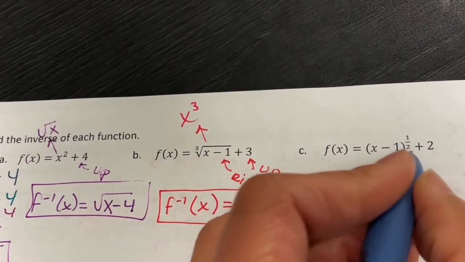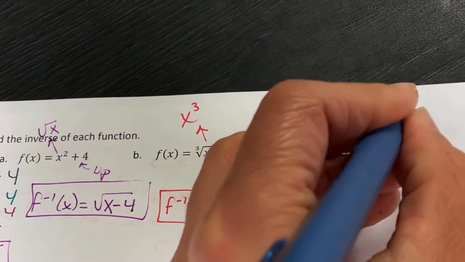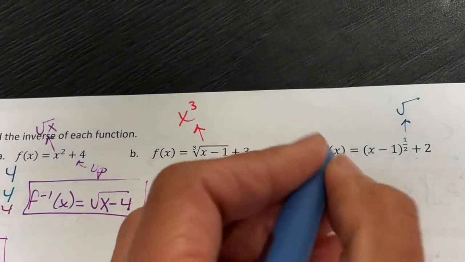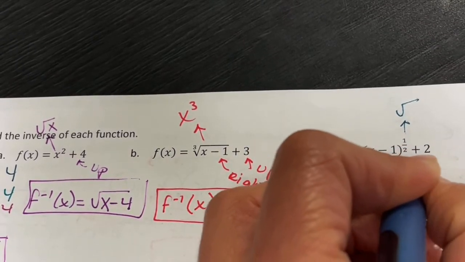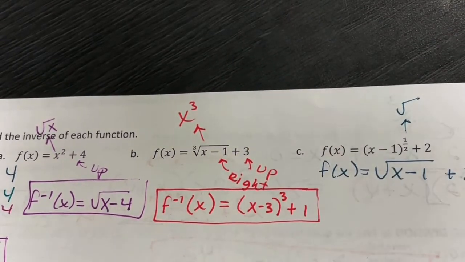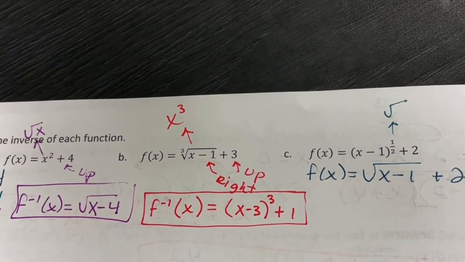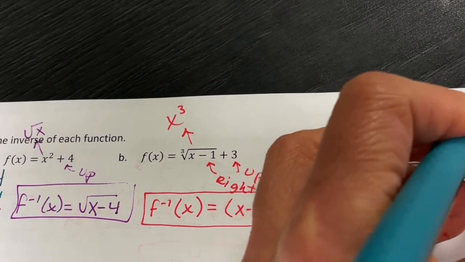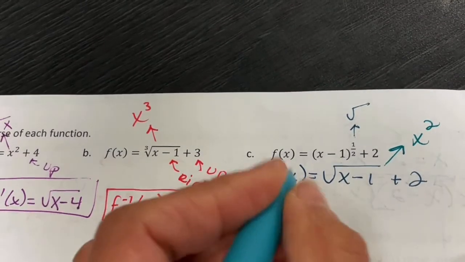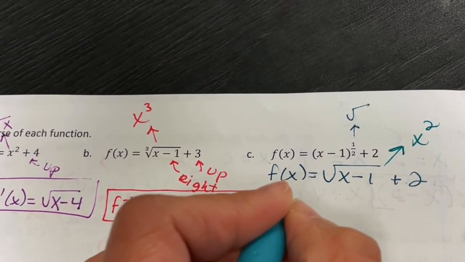We have to remember, though, the 1/2 power means square root. So let's rewrite this first. So f of x equals the square root of x minus 1 plus 2. This is still the original function. I have not found its inverse yet. The inverse of a square root is something that is squared, okay? But I'm going to use the regular Freaky Friday method.